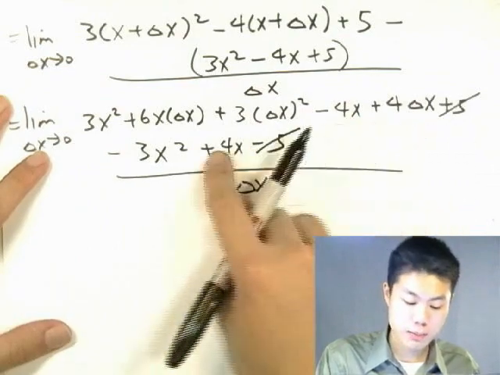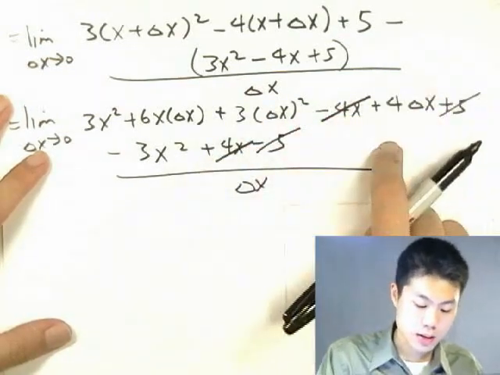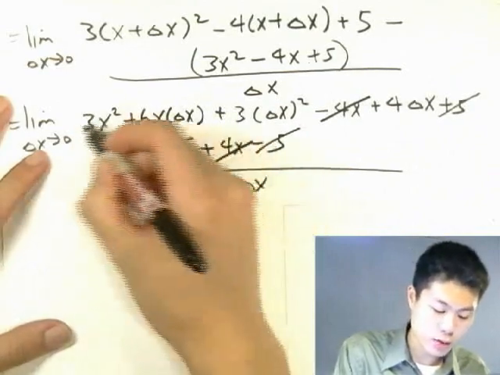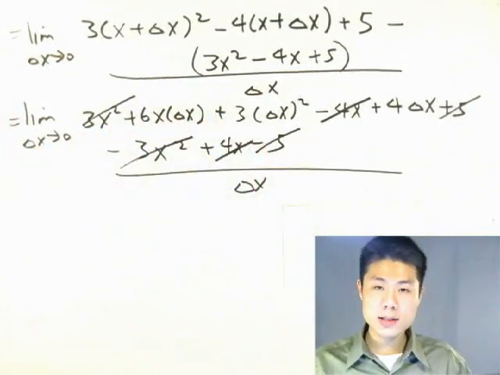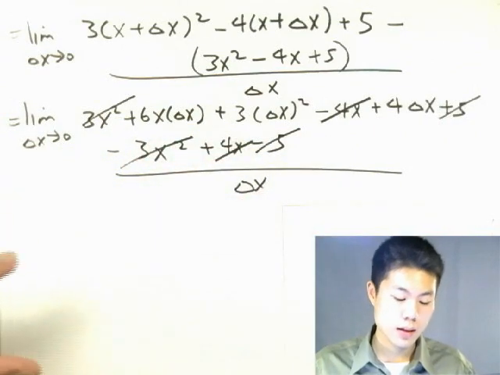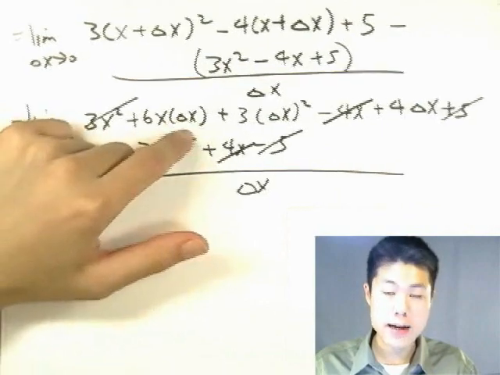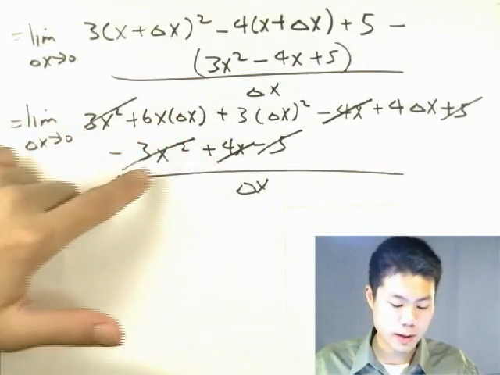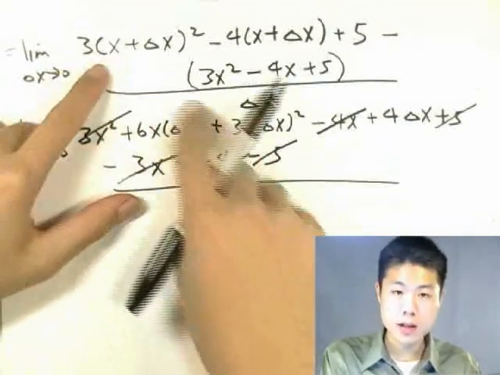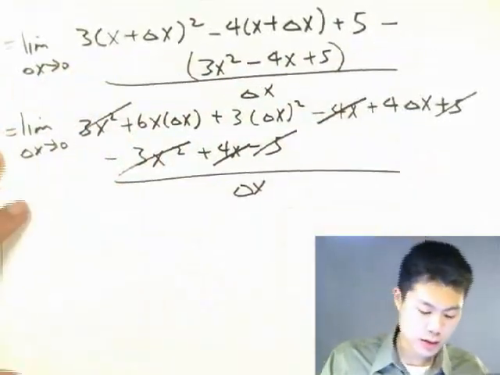Minus 4x plus 4x, that cancels away. 3x squared minus 3x squared, that cancels away. Now notice that the terms that remain all have delta x in them. That's always going to be true. If something doesn't cancel out, that means that you might have distributed wrong or expanded wrong.